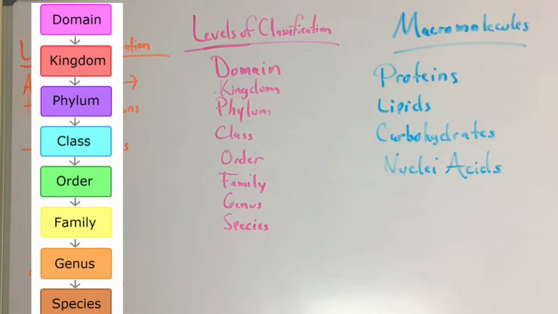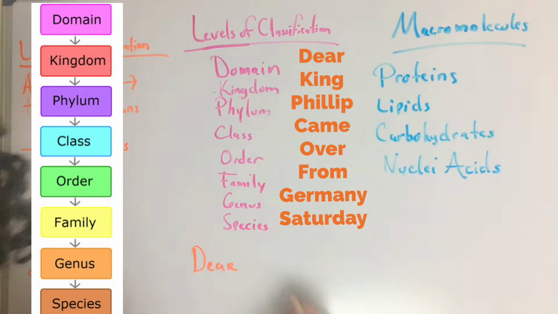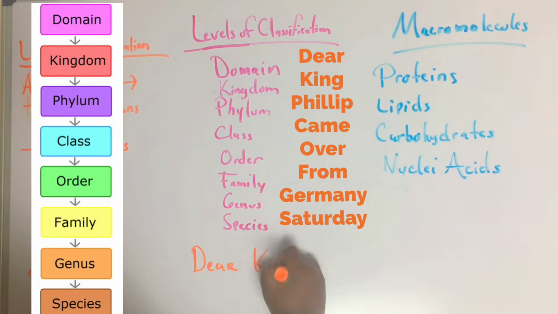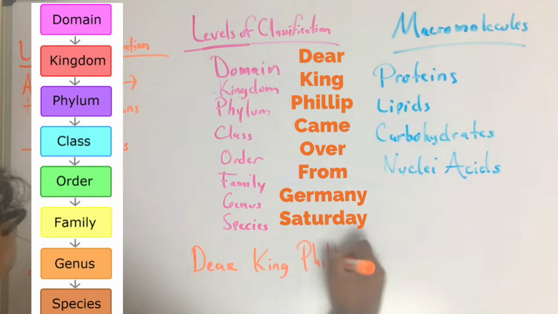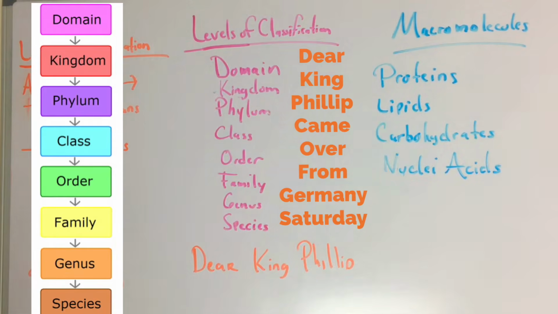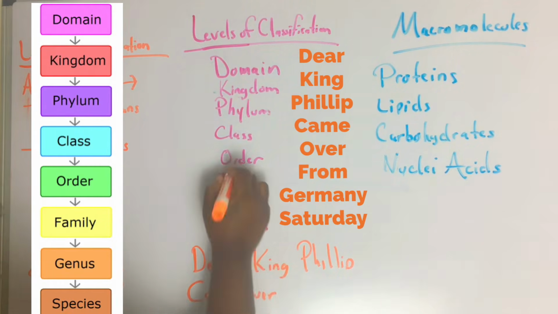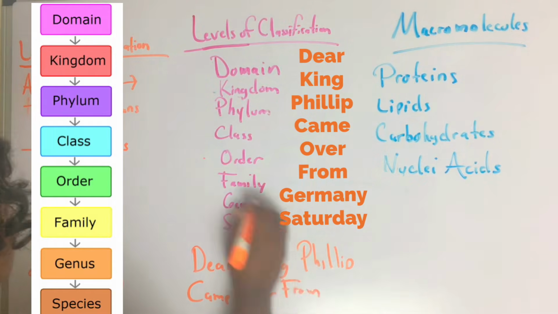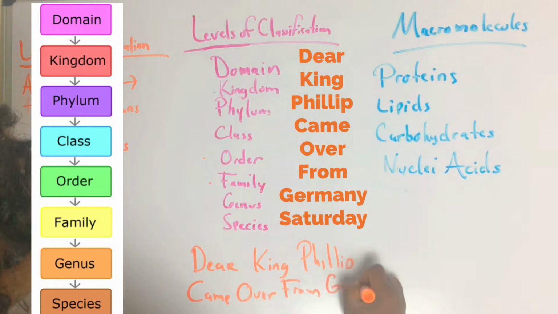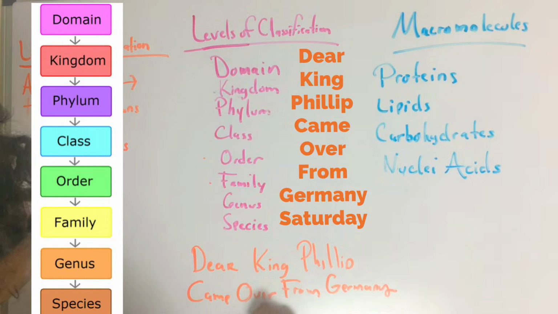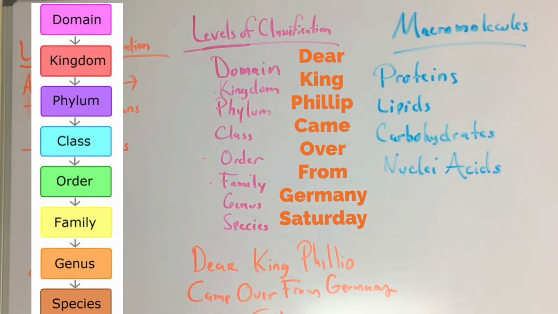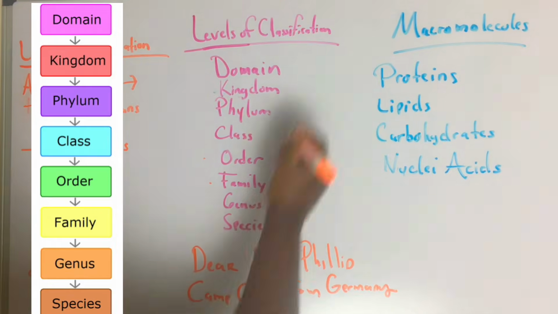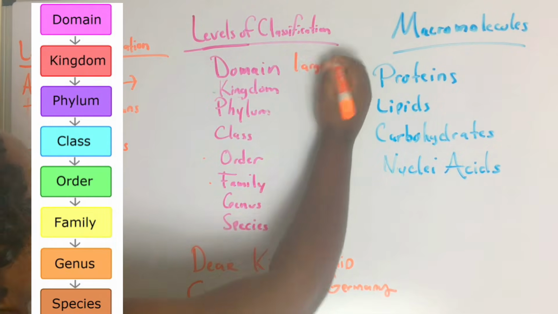So there's a mnemonic that could help you remember. It's Dear for domain, King for kingdom, Philip for phylum. I hope I'm pronouncing that right. If I'm not, please excuse me. And we have Came for class, Over for order, From for family, Germany for genus, Saturday for species. Dear King Philip came over from Germany Saturday. That's a mnemonic to help you remember the classifications, starting with the largest to the least.